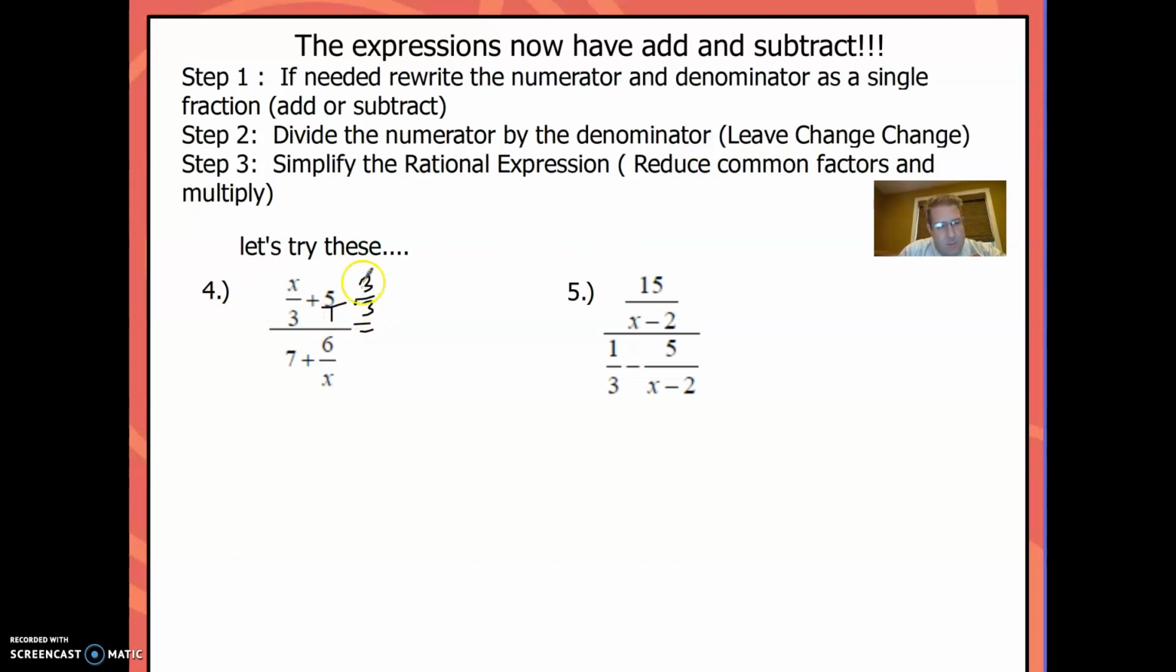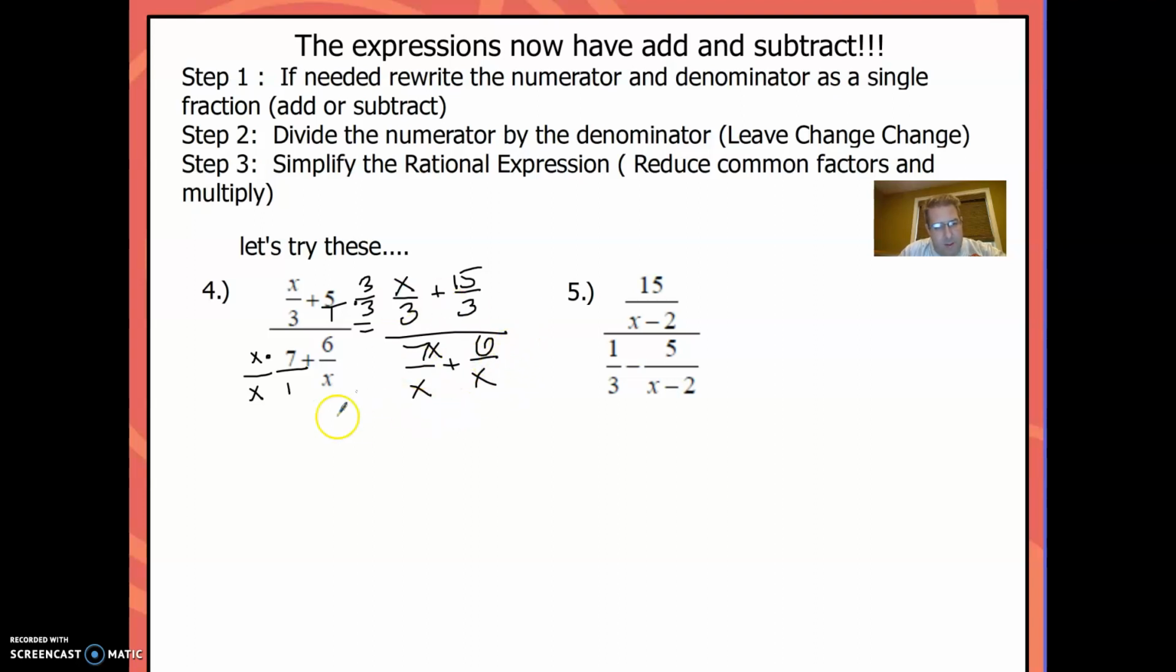So I'm going to multiply this by 3/3. Now keep in mind that's not really changing anything because that's like multiplying it by 1. So that's going to turn this into x over 3 plus 15 over 3. And then do the exact same thing on the bottom. So this is really over 1. So I'm going to multiply this fraction by x over x. And that's going to give me 7x over x plus 6 over x.